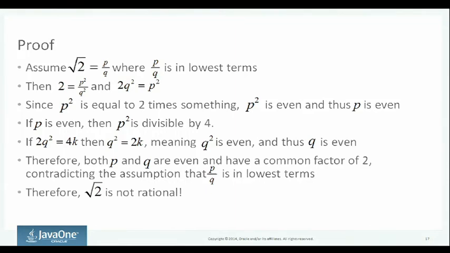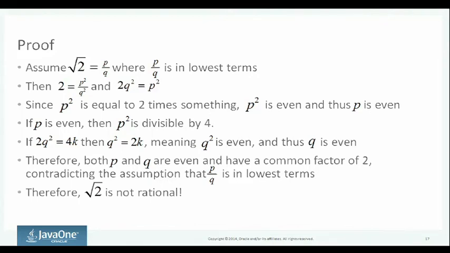So we can square both sides. So we have 2 equals p squared over q squared, and then we can switch things around. And now we see something interesting. We see that p squared is equal to twice something else, which happens to be q squared. But what does that tell us about p squared? That means the integer p squared is even. And the only way you can get an even integer that's a square is if the thing you're squaring is even too. So now we know that p is even.